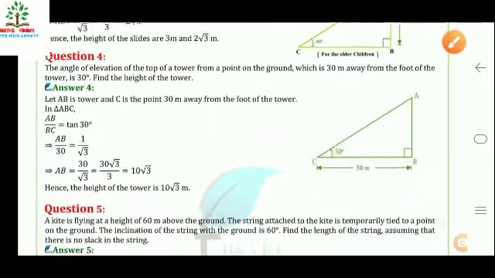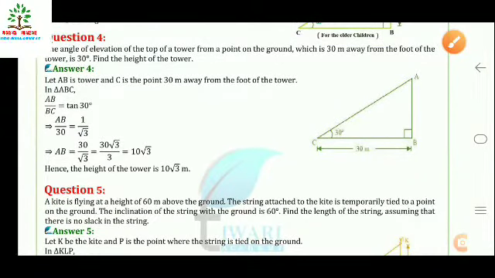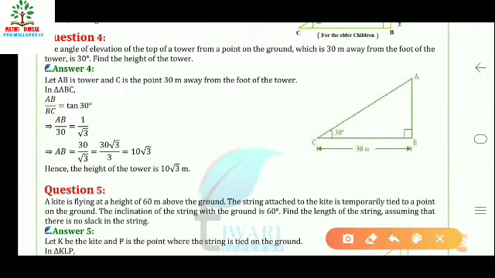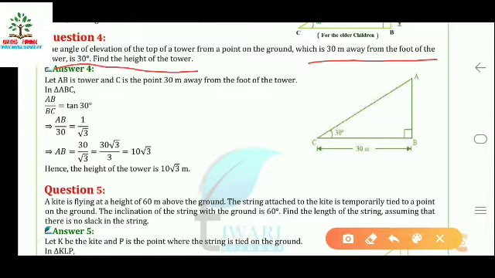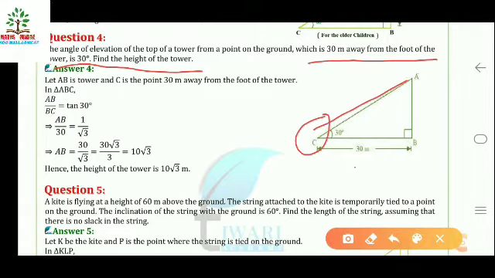Now looking at the next question, question number 4. It is given the angle of elevation of the top of a tower from a point on the ground which is 30 meter away from the foot of the tower is 30 degree. Find the height of the tower. Here C is the point on the ground. From this, the angle of elevation to the top of the tower is 30 degree, and the distance of this point from the foot of the tower is 30 meter.